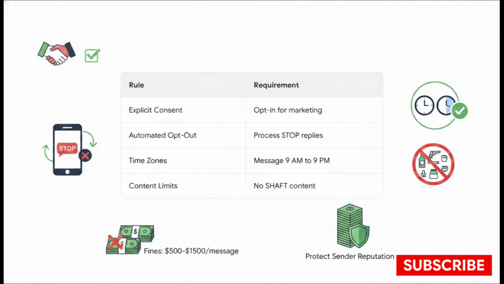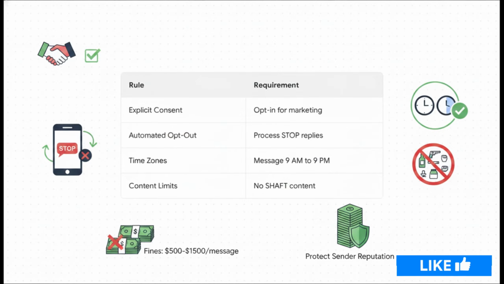Section 5. Staying compliant and safe. So, the crucial point here is that because this strategy has such a ridiculously high ROI, it is heavily regulated. You cannot just blast old contacts without making sure your list is compliant. First, you must have explicit, separate consent for marketing messages. Second, your system must automatically process stop replies and instantly opt that contact out.